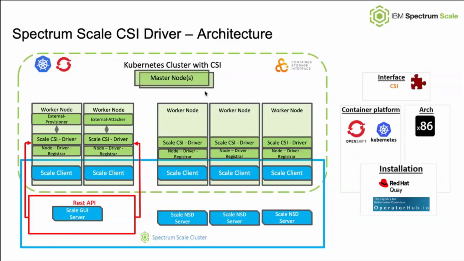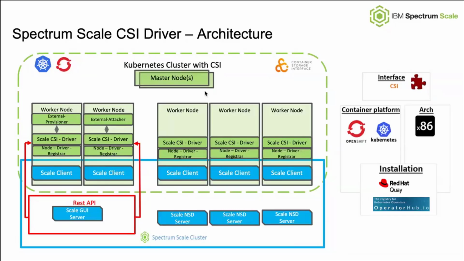So some of the components of the CSI driver are two sidecar containers that include external provisioner and external attacher. Provisioner is responsible for provisioning of volumes, creating, deleting volumes, etc. Whereas attacher is responsible for mounting of volumes or attaching these volumes to the pods. Now, both provisioner and attacher, they translate the requests coming from Kubernetes to another component called Scale CSI driver.